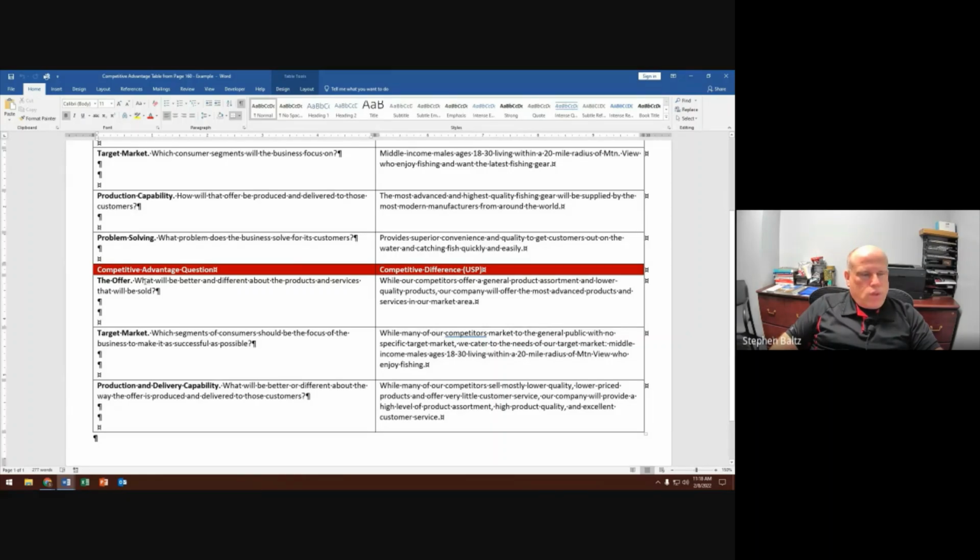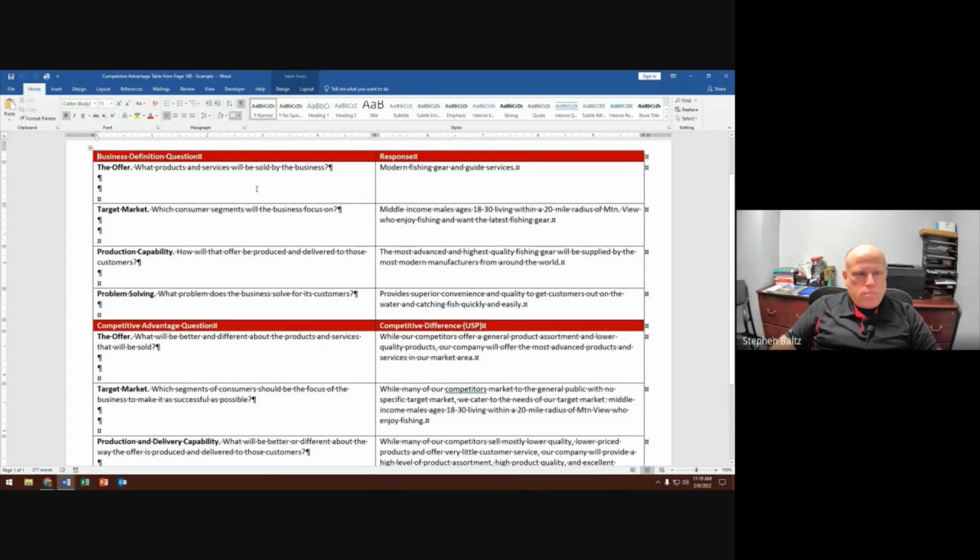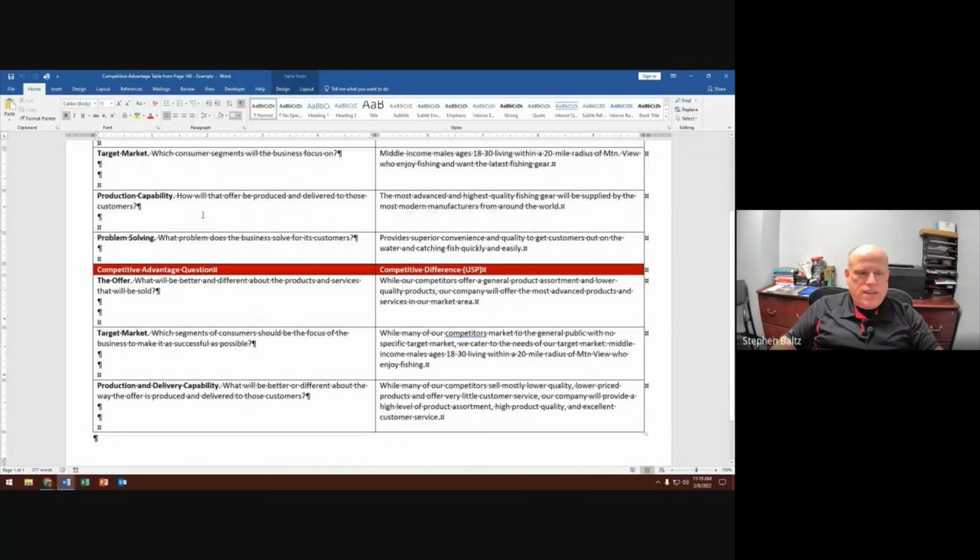What will be better and different about the products and services that will be sold? In my case, while our competitors offer a general product assortment and lower quality products, our company will offer the most advanced products and services in our market area. So the bottom part of this is basically taking what you've looked at as far as your basic offer and target market and product and this problem that you're solving and comparing those with your competitors in the marketplace.